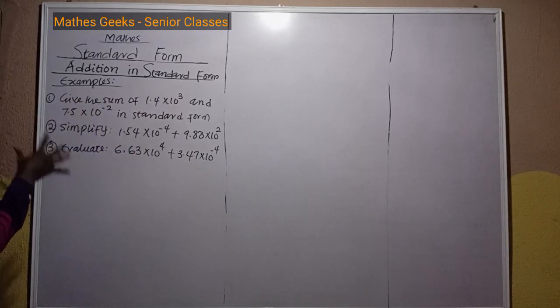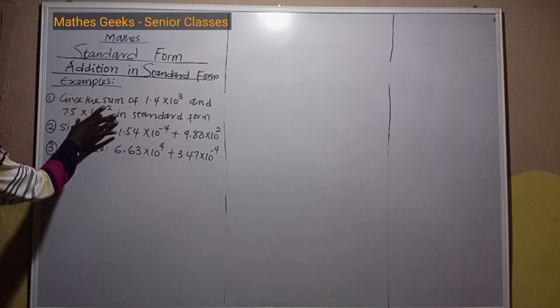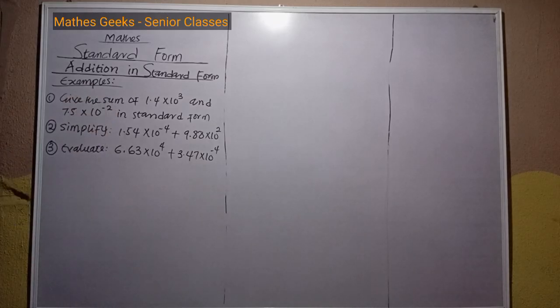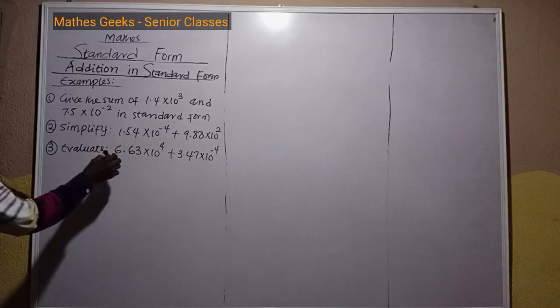So the only approach to these problems is that you're going to convert each of them to ordinary form and then do your addition in ordinary form, and your final answer is what you're going to convert back to standard form. So let's see the solution.